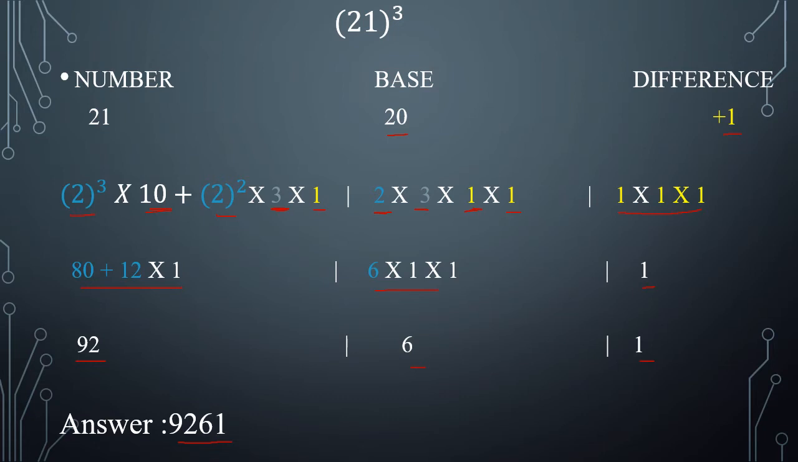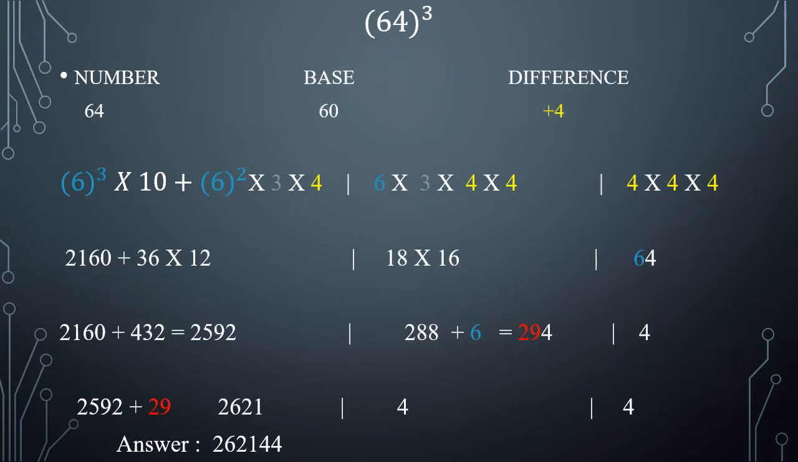Now we are finding the cube of the number 64. So the number is 64, the base is 60. Actually it's a working base, but we are writing base here, that doesn't matter. And the difference is plus 4. The only thing is we have to find the factor, which is 60 divided by 10, or 6, and that should be the first term. For example, for the cube of 64, that term will be 6 here. For the cube of 21, it will be 2. So the first digit will be this part.